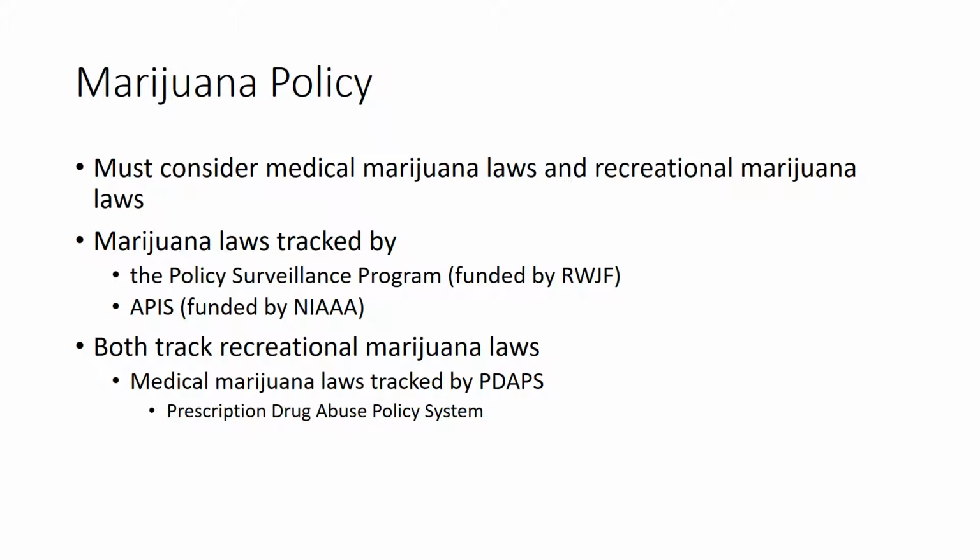And there's a couple systems that track these. So marijuana laws are tracked by the Policy Surveillance Program, which is funded by the Robert Wood Johnson Foundation. It's headed up by Temple University, but it has essentially private funding. Marijuana laws are also tracked by the APIS system, which tracks alcohol control policies. In many states, they're regulating marijuana as they would regulate alcohol, so it's kind of easy for this system to just simply double up. Both of these track recreational marijuana laws. Medical marijuana laws are typically tracked by prescription drug abuse policy systems, and we'll talk about that in a couple slides.